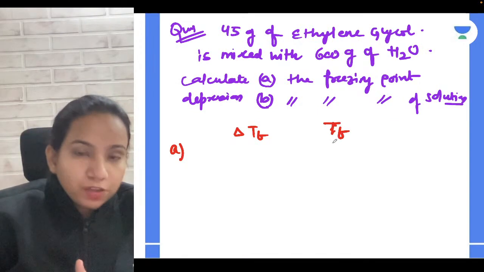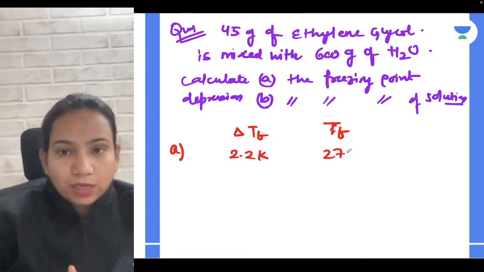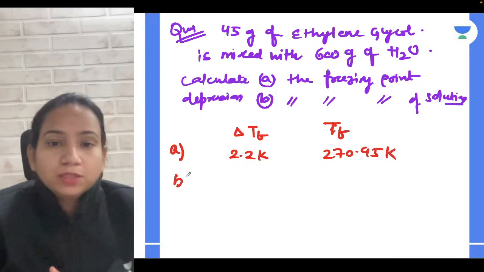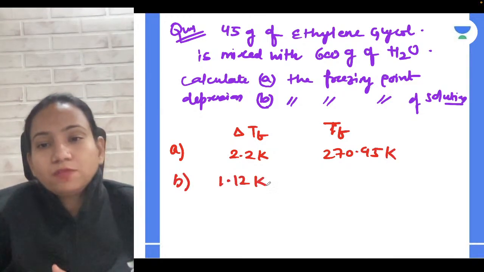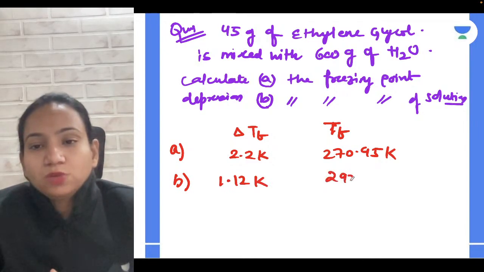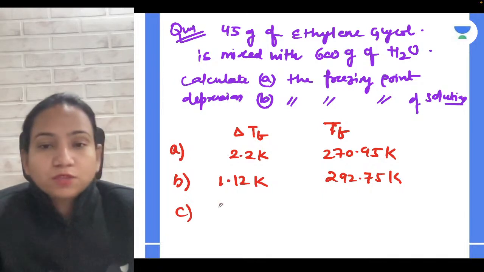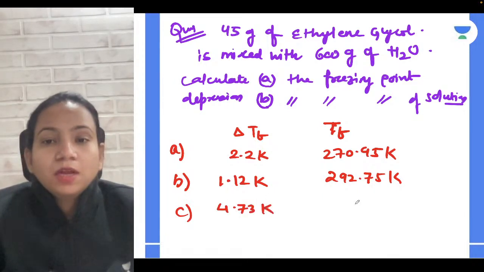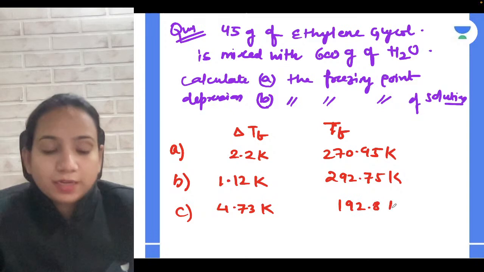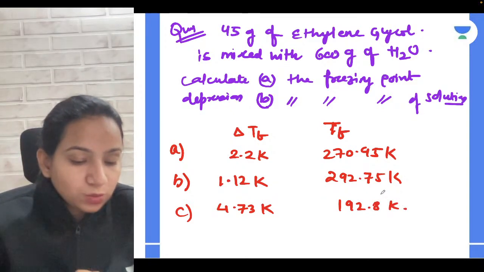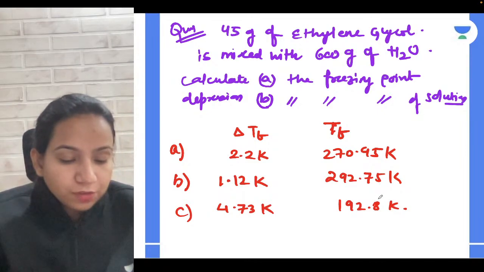The options I'm giving: A is delta Tf of 2.2 Kelvin and 270.95 Kelvin as the Tf of the solution. B is 1.12 Kelvin and 292.75 Kelvin. C is 4.73 Kelvin and 192.8 Kelvin.